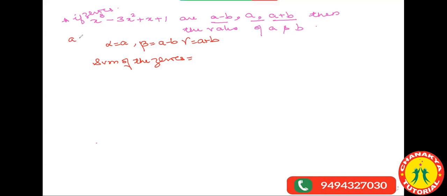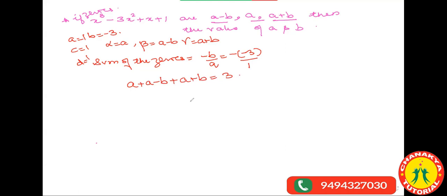Coefficient of a is 1. Coefficient of b is beta minus 3. Coefficient of c is d and 1. And coefficient of d is 1 also. So minus b by a is the formula. So the value of b is, what is the value of b? Minus 3, divided by the value of a, which is 1. And this is equal to a plus a minus b plus a plus b.